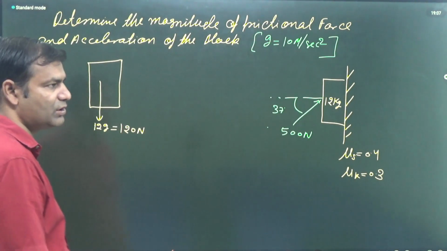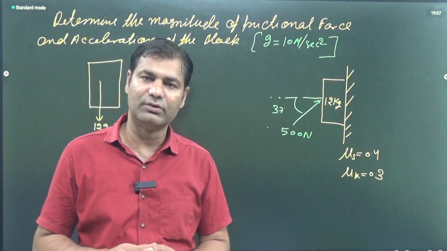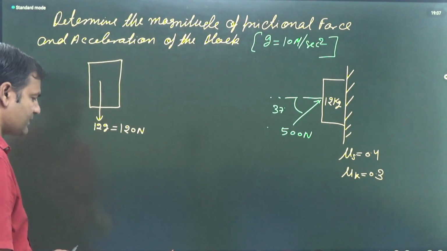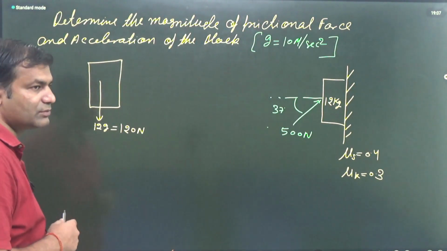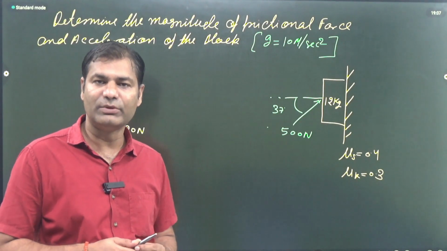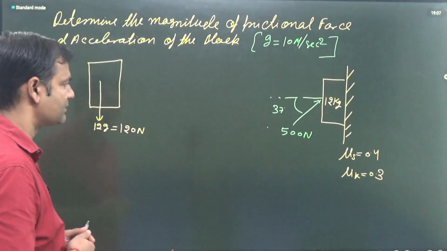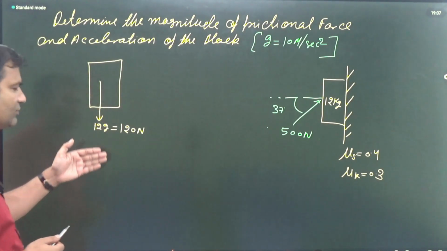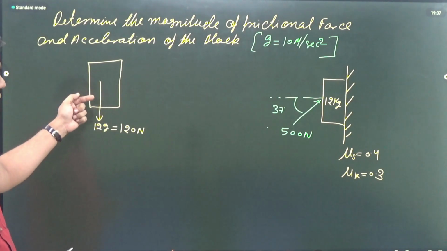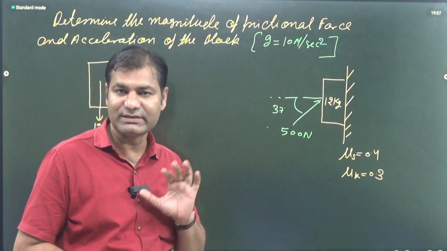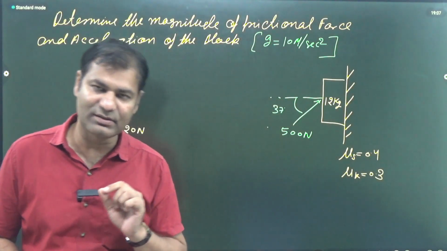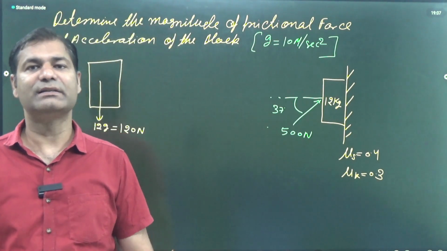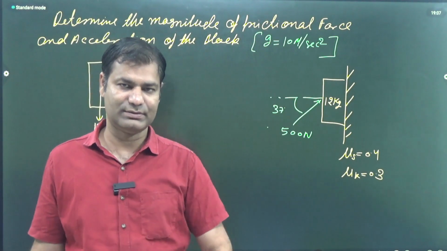Clear or not? Due to earth, how much? 120 newton. Gravity attracts the 12 kg mass with how much force? 120 newton. Clear or not? Now next, this is the indirect contact force. Earth is not directly connected to the 12 kg block. That's why it is called indirect contact force or gravitational force, or you can say field force. Okay.